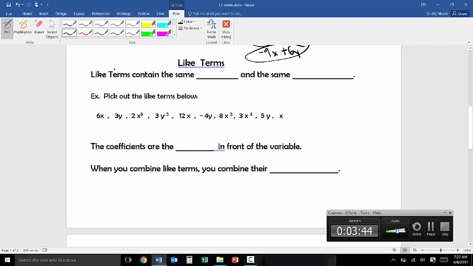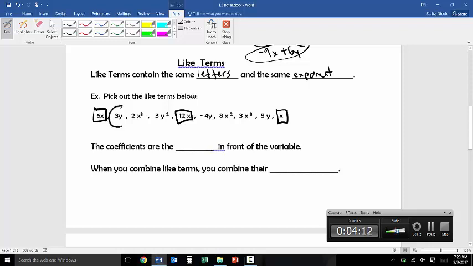Alright, so like we said, like terms contain the same letter and the same exponent. So let's draw a box around anything that's a like term with x. So I'm looking for any x terms. So that's not an x, that's an x cubed. Here's an x term. Here's an x term. These guys are all the same.